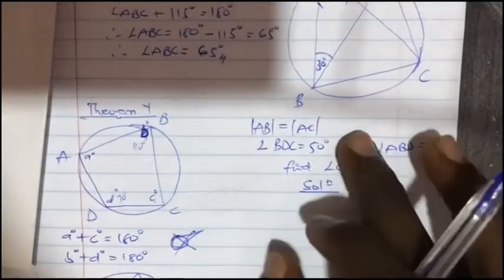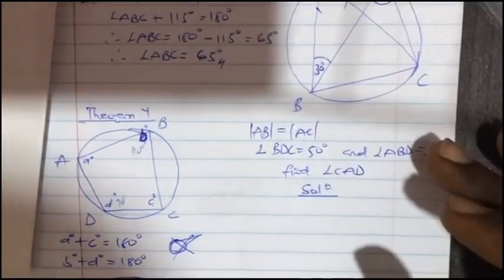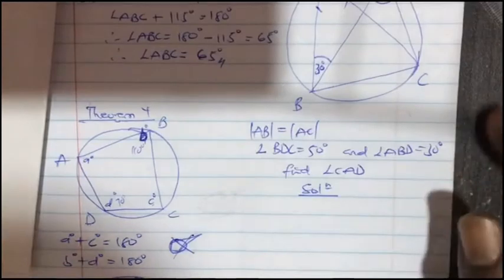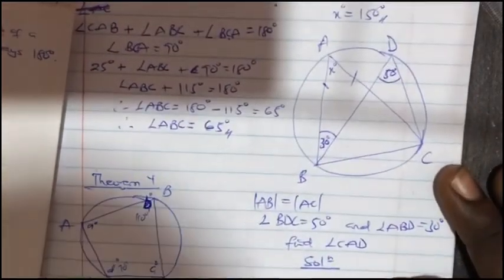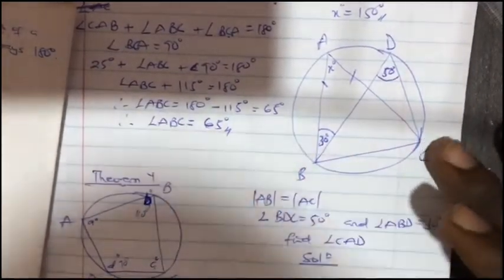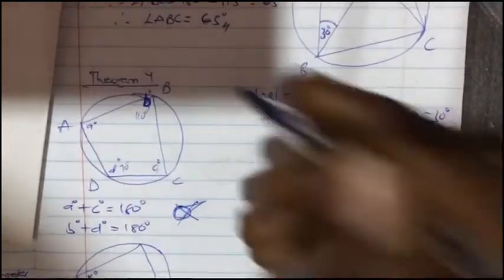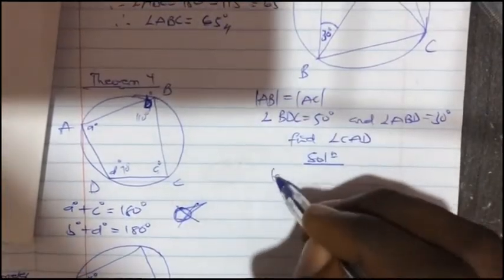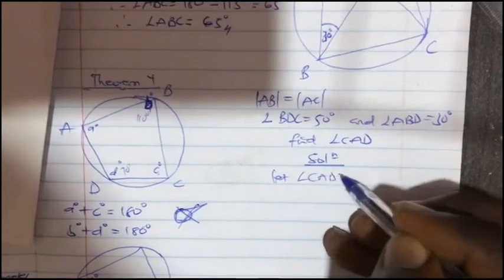Sometimes you'll be given a word problem, so you have to represent the question in a diagrammatic form. But here in this case, you are given the diagram. Okay. So solution. I'll just say that let angle CAD be equal to x degrees.